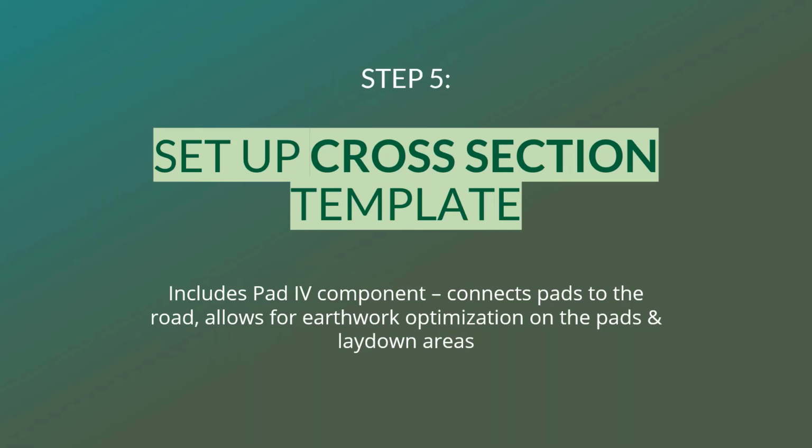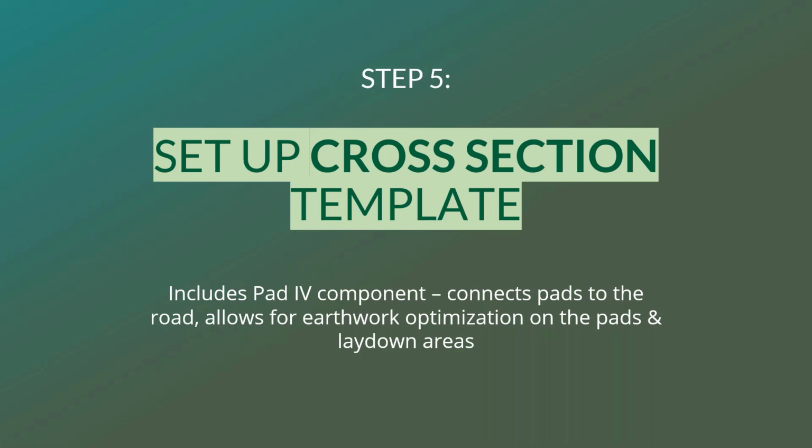I needed to unmute. So the next step is setting up your cross-section template. A cross-section template is kind of like a mini program inside of RoadEng. It allows you to control what your typical section looks like, including ditching. And in our case, it's going to allow us to include a special component developed specifically for wind farms, which is called the Pad 4 component.